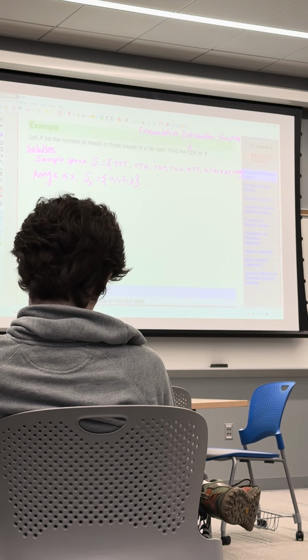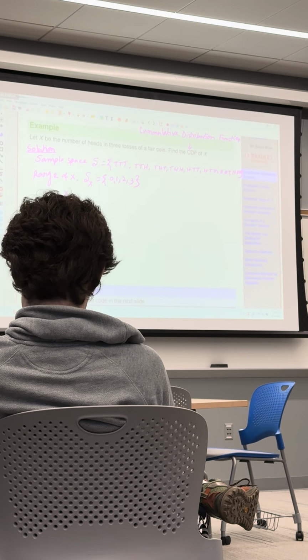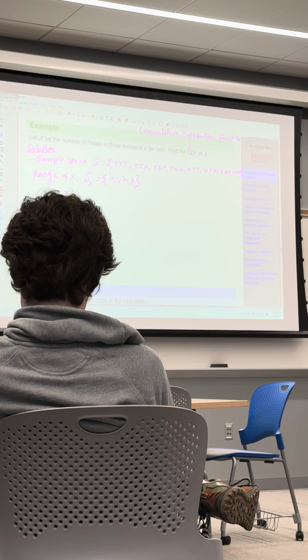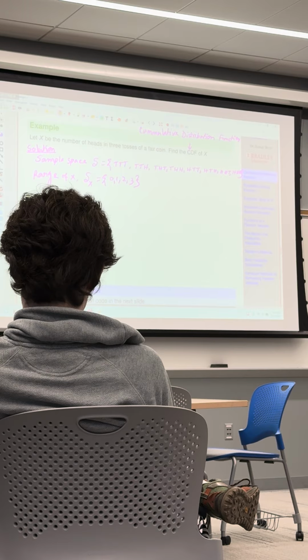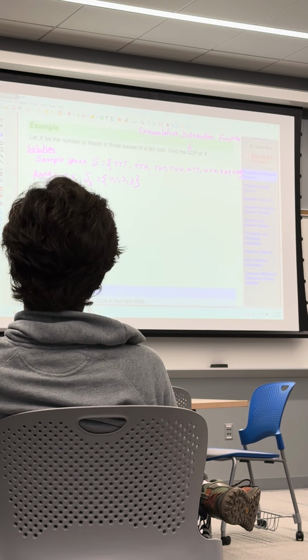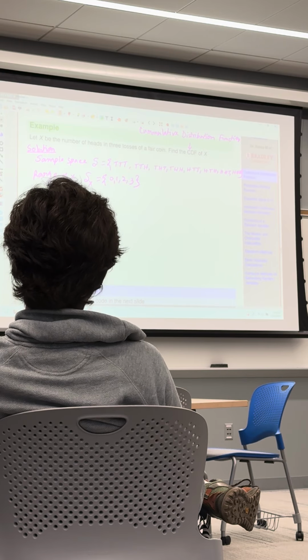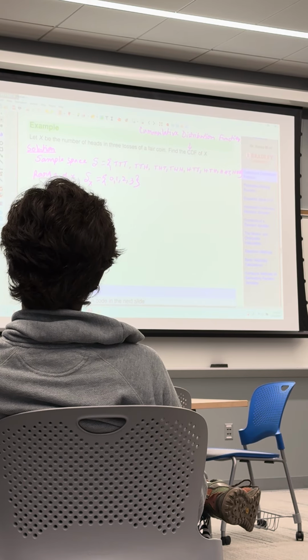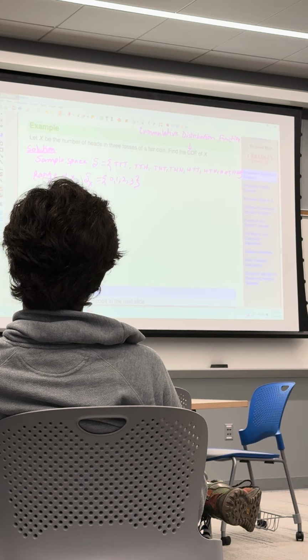Okay, what sort of random variable is it? Is it a binomial random variable? Is it a Bernoulli random variable? Is it a Poisson random variable? Is it a geometric random variable? Is it a uniform random variable? Is it binomial? Binomial random variable.